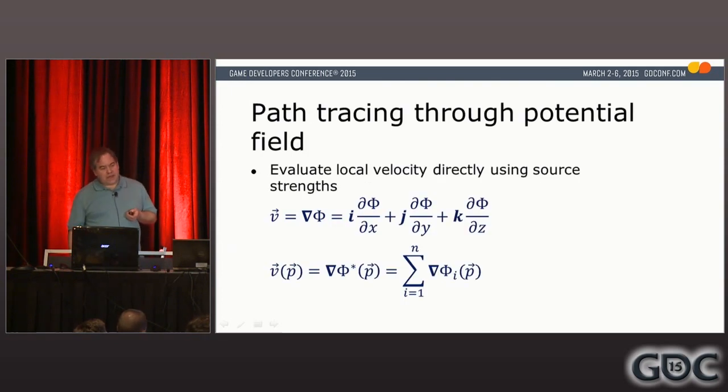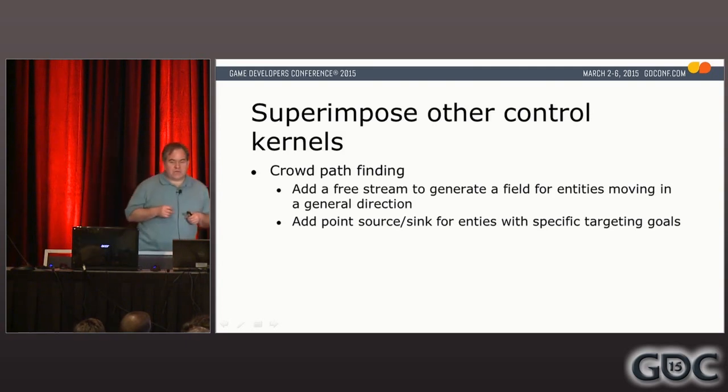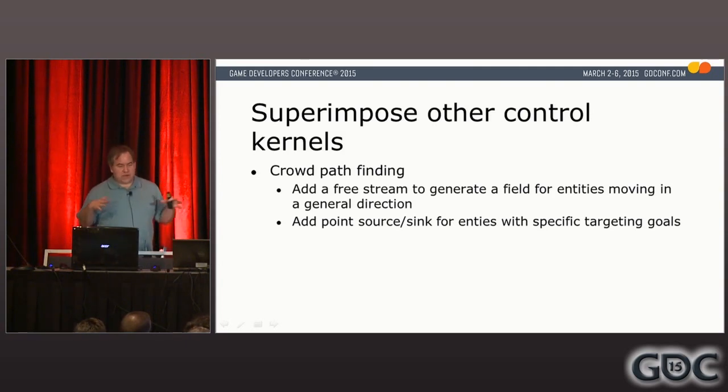And now that you have this field, another thing you can do is superimpose other control kernels to modify the field in interesting ways. For example, if you had some object in the field that was kind of a global obstacle, but then you had maybe a local obstacle that was moving around elsewhere, another entity or a bot or something, you can interactively evaluate these other kernels to locally modify the field to get, you know, different effects on the path.